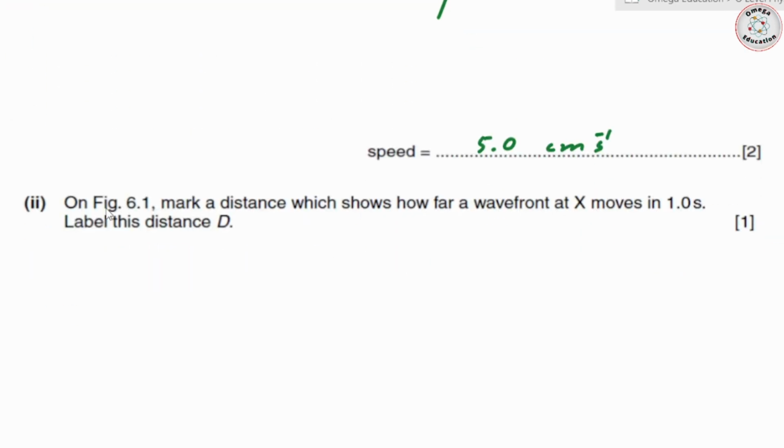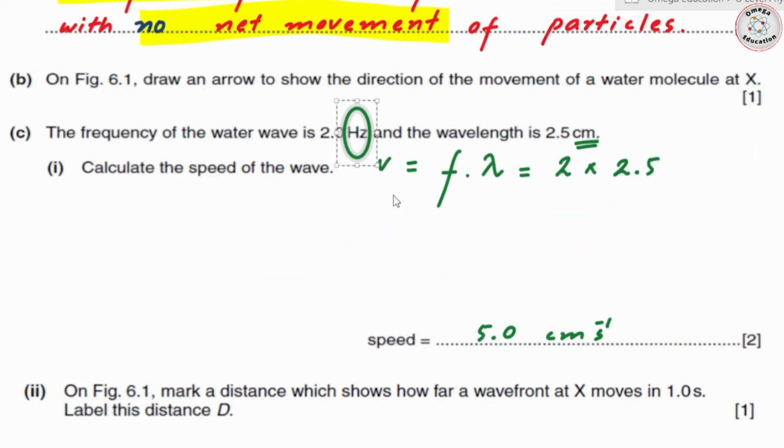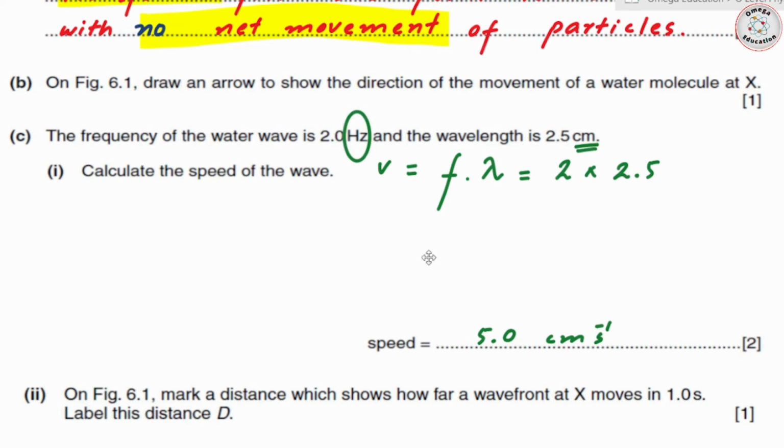On figure 6.1, mark the distance which shows how far a wavefront at x moves in 1 second. Label this distance d. So in 1 second, how far the particle moves. The frequency of the water wave is 2 hertz. It means in 1 second, 2 waves would be completed. So that 1 second would mean the particle x would move 2 waves, 2 cycles forward.